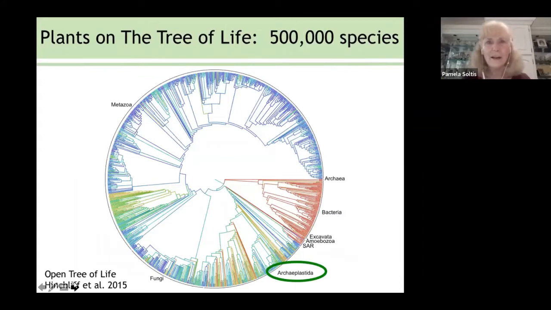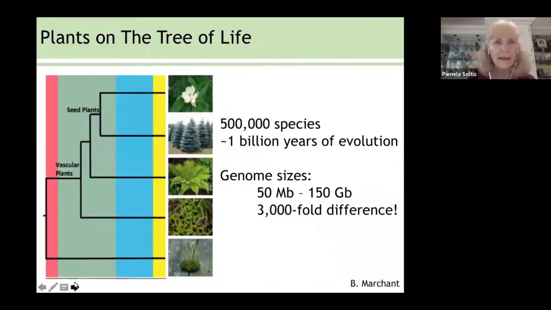Now, plants are a major component of the tree of life, with potentially close to 500,000 species of green plants. And these green plants trace their evolutionary history back approximately 1 billion years, and they represent spectacular diversity in many aspects of life. But one of the things that I think is most remarkable about the green plant clade is the immense diversity of genome sizes, with genomes that range in size from 50 megabases to 150 gigabases. Yes, megabases to gigabases, and this represents about a 3,000-fold difference in genome size.